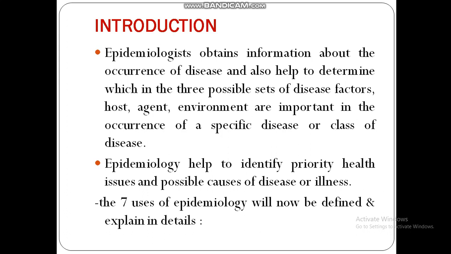In this, the epidemiologist obtains information about the occurrence of disease and also helps to determine which of the three possible sets of disease factors, host, agent, environment, are important in the occurrence of a specific disease or class of diseases. So through epidemiology we can obtain information on how frequent disease is and how it occurs, and determine it through the three main sets: host, agent and environment.